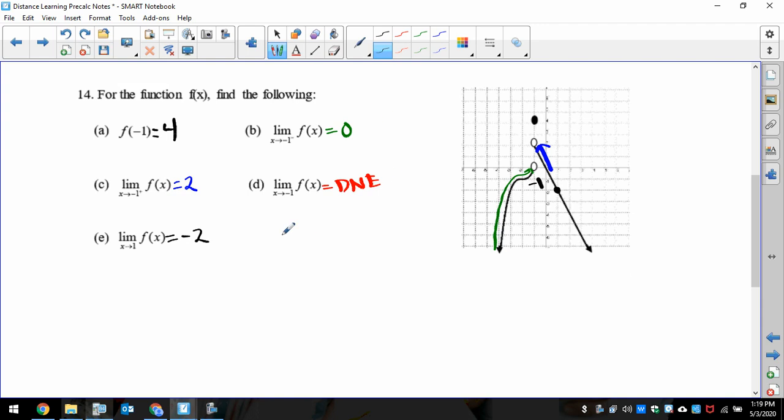So just to recap, we are always giving y values. These are always y values for our function. So this is a y value. This is a y value. All of these are y values. So we're looking at the height of the function coming from the left and right side. Okay, well, let's go ahead and continue.